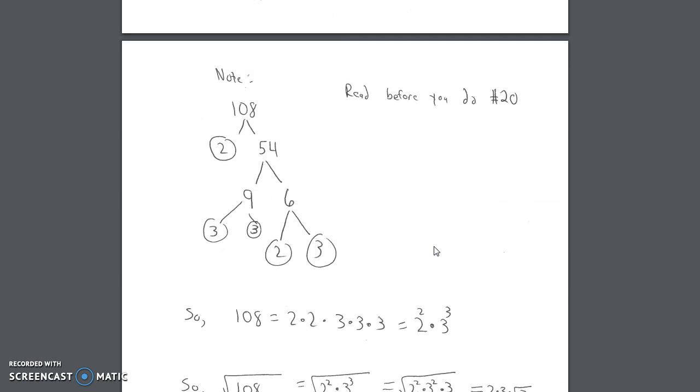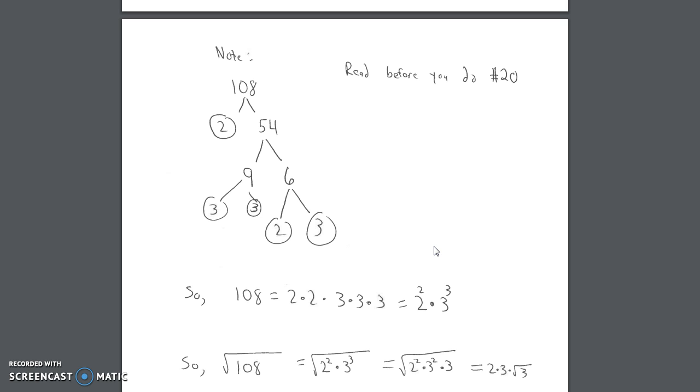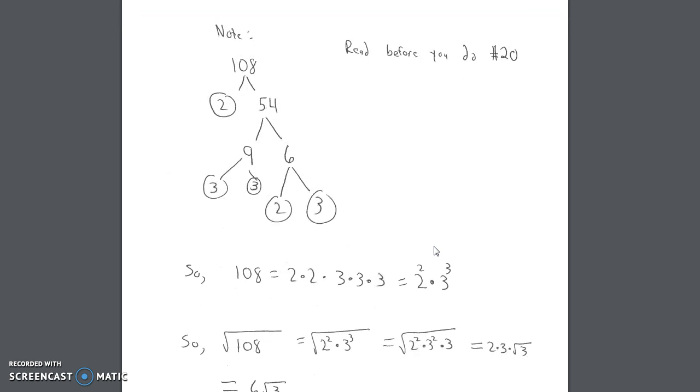Now on these, before we go to number 20, I need to give you a little background. This is called a factor tree, and there's more than one way to do these. I just did it my own little way. 108 is 2 times 54, 54 is 9 times 6, 9 is 3 times 3, whereas 6 is 2 times 3. So you got 2 2s and 3 3s, 2 times 2 times 3 times 3 times 3, which is 2 squared times 3 cubed.